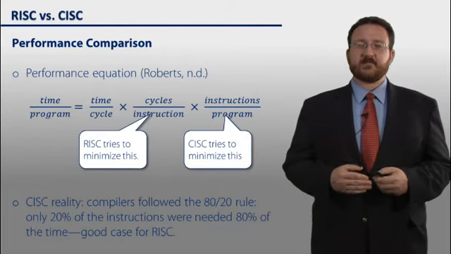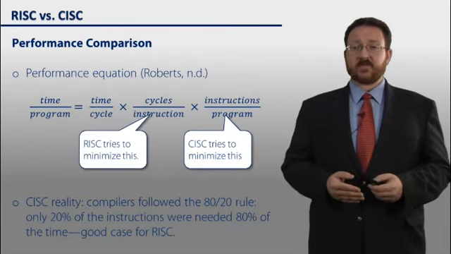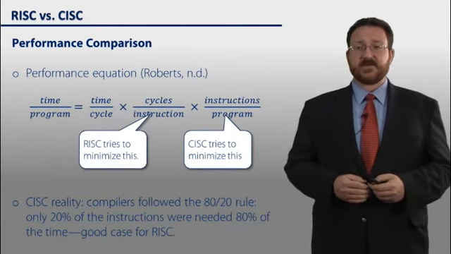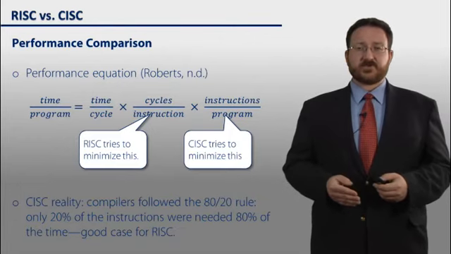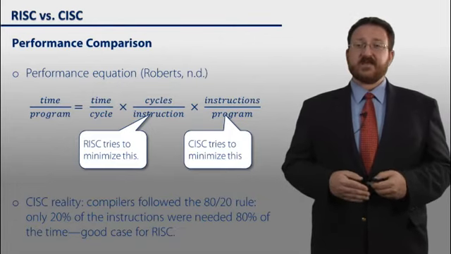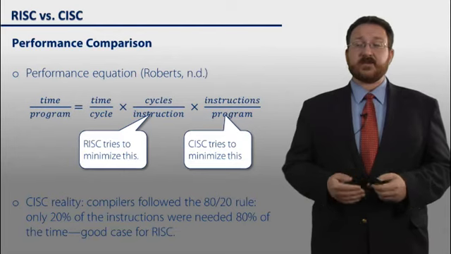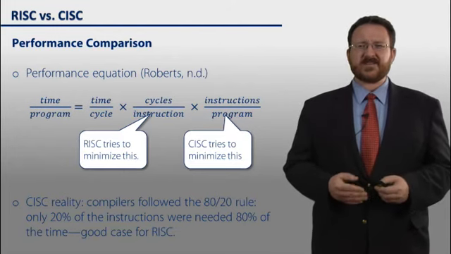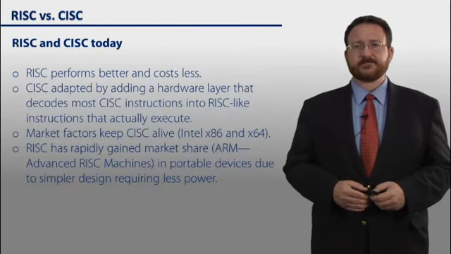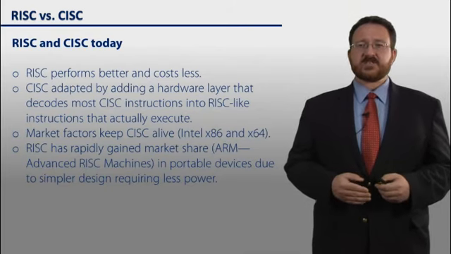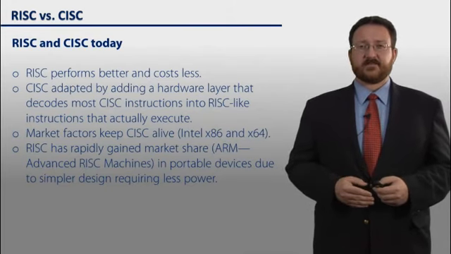But it turned out that compilers followed the 80-20 rule even for CISC architectures. Even though they had a large number of choices for their instructions, it turned out that 80% of the time they only needed 20% of the instructions, and this made a good case for RISC. Today, RISC performs better and costs less.